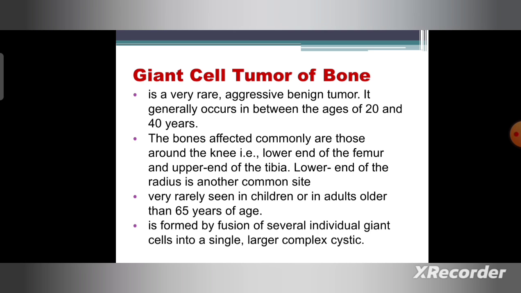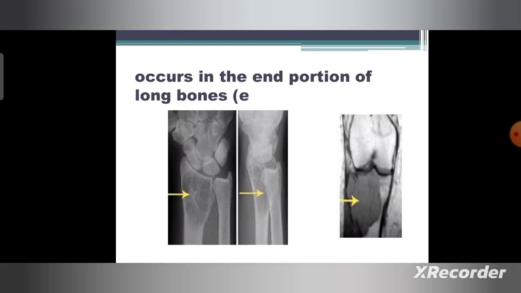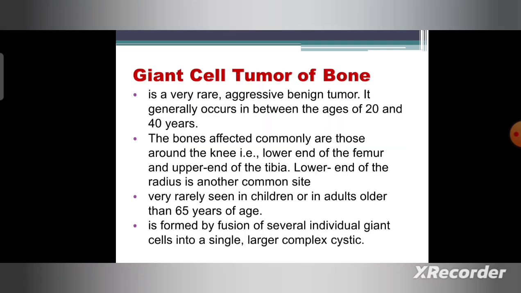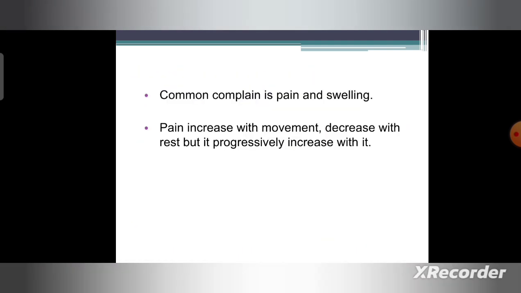It is formed by fusion of several individual giant cells into a single large complex cystic mass. It is shown here in the radius bone, occurring in the end portion of the long bones. Its most common complaint is pain and swelling. The pain increases with movement and decreases with rest, but it progressively increases with time.